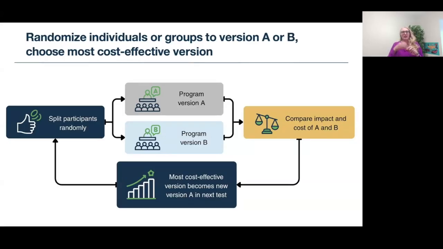So then, let's say B was the most cost-efficient version of the program in our first A/B test. Well, then we determined, okay, this was the winner. This is where we saw the greatest impact per dollar, let's say. Then that becomes version A of the program, right? So we're doing this in a sequential and repeated way.